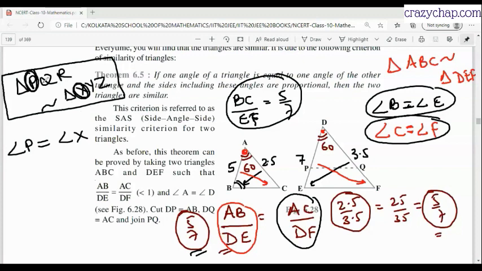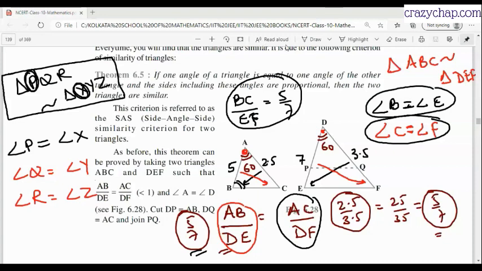If somebody says PQR is similar to XYZ, it can never happen that angle P will be equal to angle Z. So angle P will always be equal to angle X. And so angle Q would always be equal to angle Y. And so angle R will always be equal to angle Z.